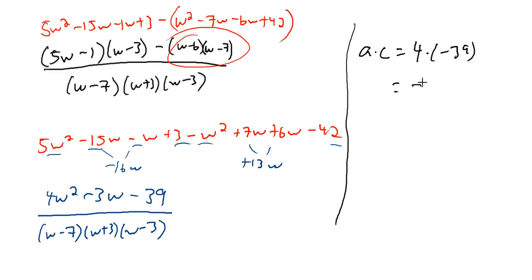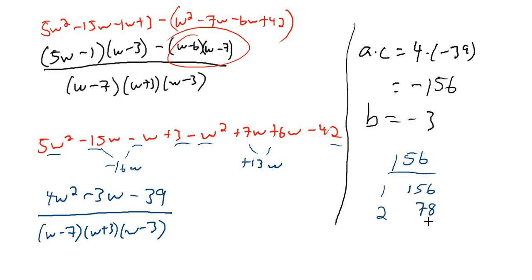So we have negative 156, right? And B is equal to negative 3. So we need two numbers that multiply to negative 156 and add to negative 3. We probably should just make a list because there's a chance that nothing works. So it could be 1 times 156, 2 times 78, right? Which obviously doesn't add to 3. Does 3 work? Yes, 3 works. It'll be 52.